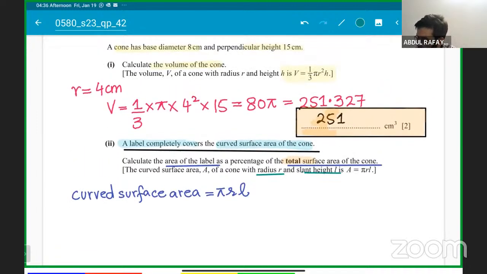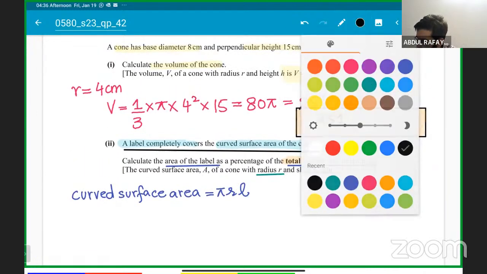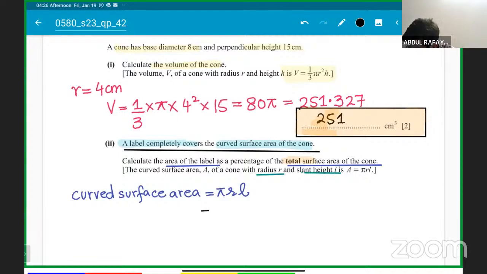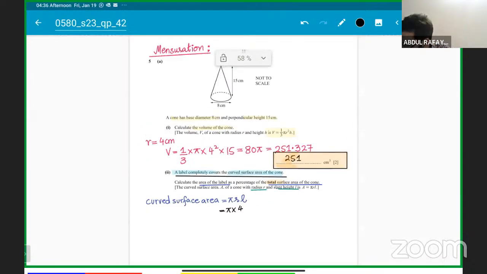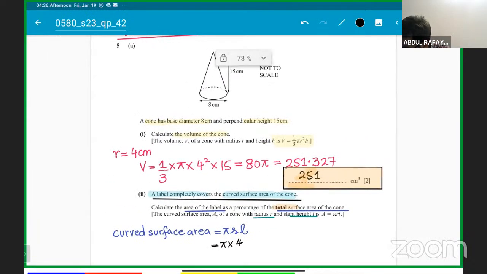So let's first find it out. We already know from the question that we have pi, and we have the radius, that is 4, but we don't have the slant height, which we need to find, students. Everyone there with me? The height is 15, the perpendicular height, that is 15, sir.